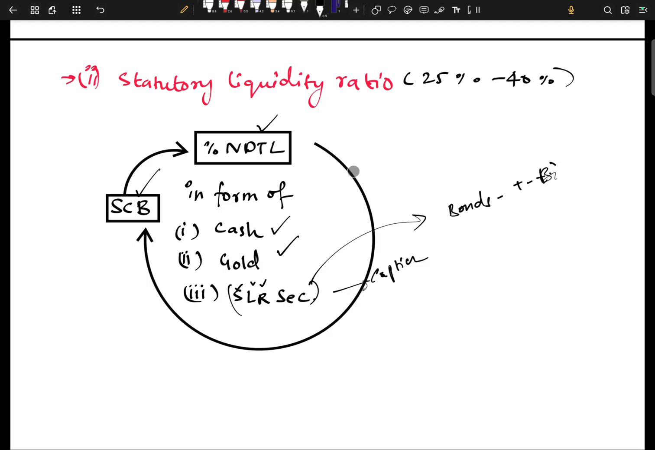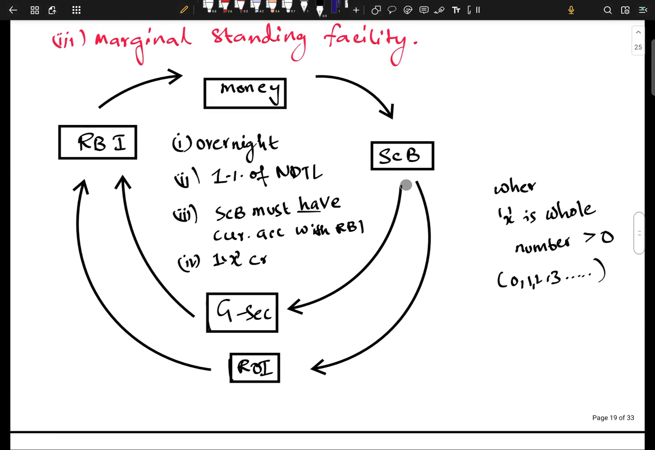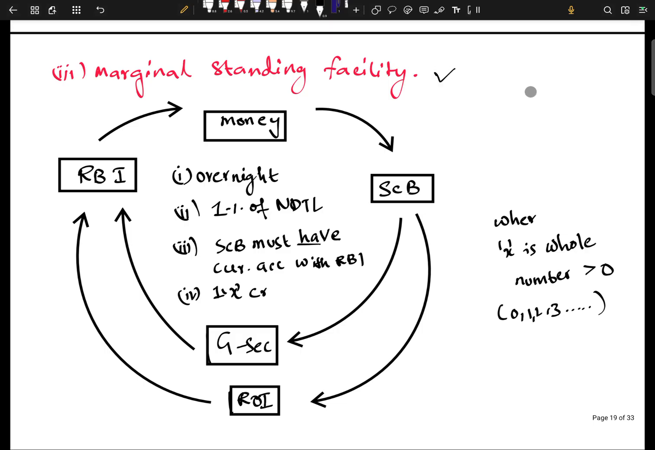Okay, how does this work? The same way, the more the bank has to keep with itself, the less amount of money it can give to the common public. That means less money supply in the market, less demand in the market, less inflation, right? If it is too low, it can give more. That means more money supply in the market, more demand in the market, more inflation in the market. There's another thing called marginal standing facility rate.